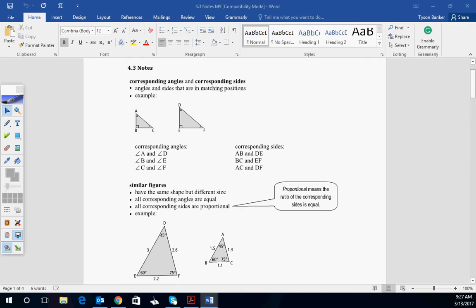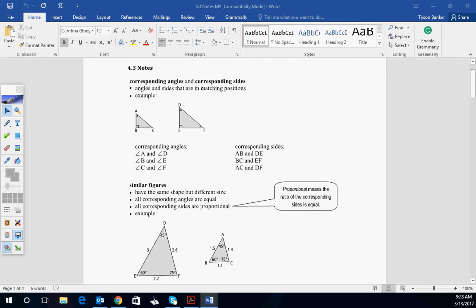So 4-3 notes, corresponding angles and corresponding sides. Okay, first off, what does corresponding mean? Same. Kind of, but I don't mind you saying the same. I'd say like same position. So the corresponding sides here, based on the labeling, AB is corresponding to DE in relation to the triangle.